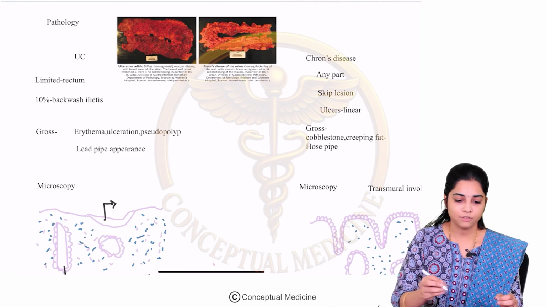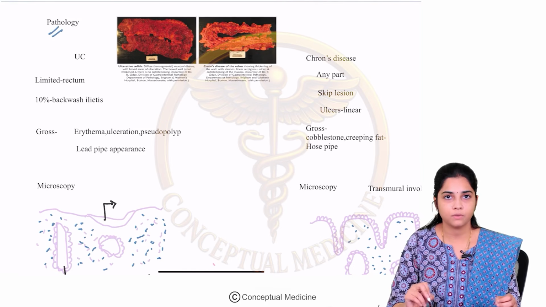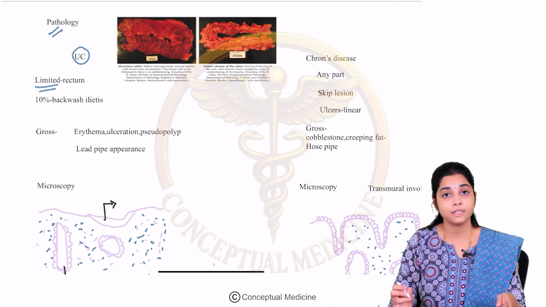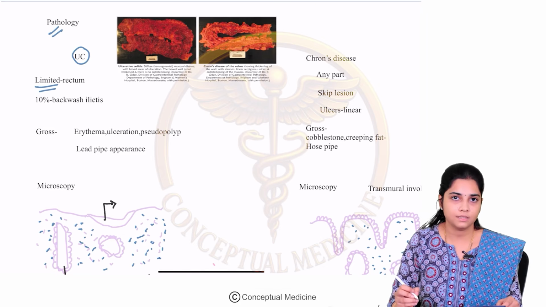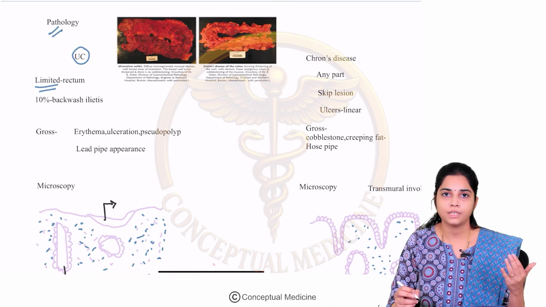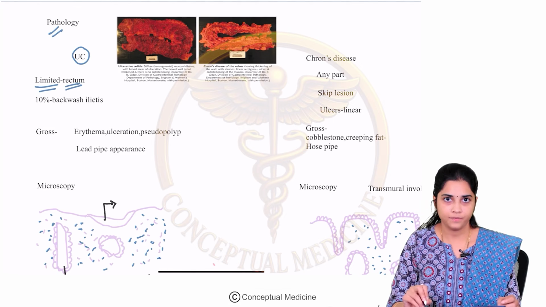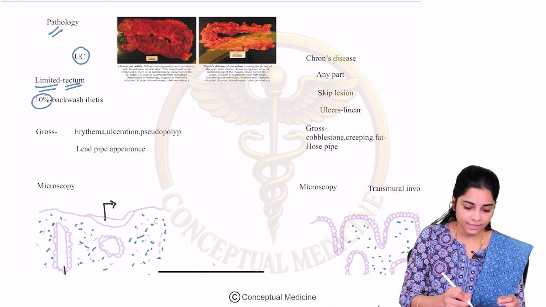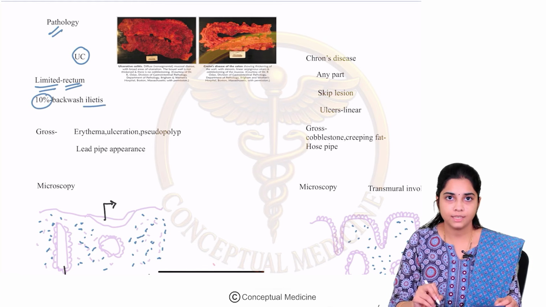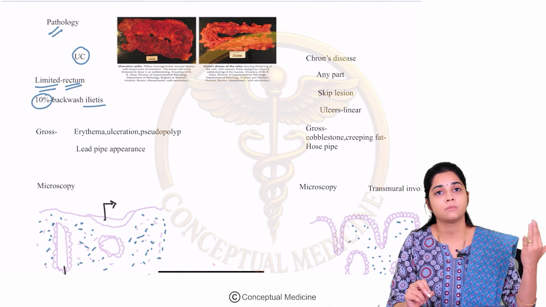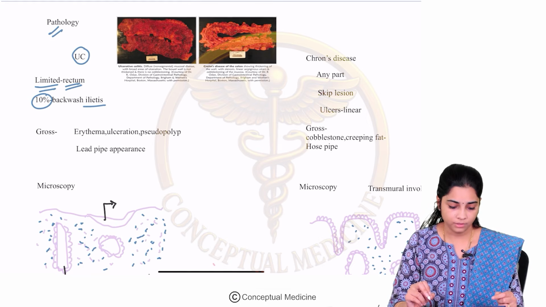So, first we will start off with the pathology. Ulcerative colitis is a limited disease. Depending on the severity, you can have different areas of involvement, but predominantly ulcerative colitis is limited to the rectum. In 10% of the cases, there can be ileal involvement. And this is what we call backwash ileitis, because from the rectum all the way it has gone backwards and involved the ileum.